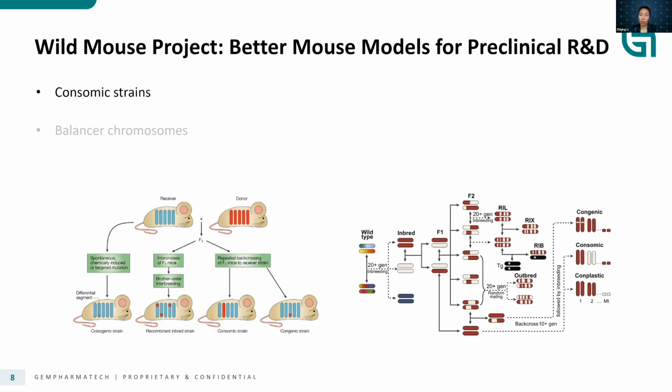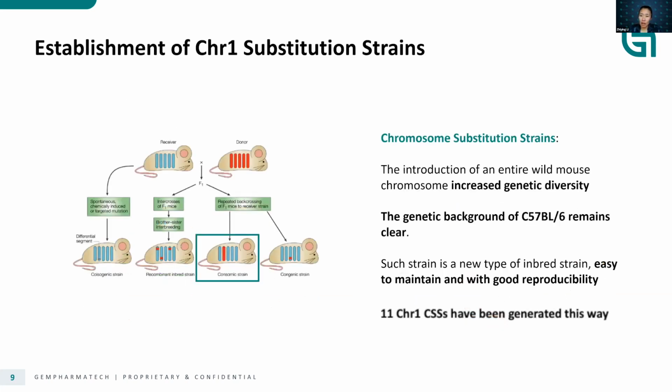As you understand up to this point, out of the 20 pairs, only one chromosome, one of the sister chromosomes, is a wild mouse chromosome. So in this scenario, all the remaining 19 pairs plus the sister of the red one is still from the inbred strain. So in such a mouse, there has been an introduction where the wild mouse chromosome, one of them, has been introduced to increase the genetic diversity. And other than that, the genetic background of the new strain is still very clear, B6. So this strain can serve as a new type of inbred strain.